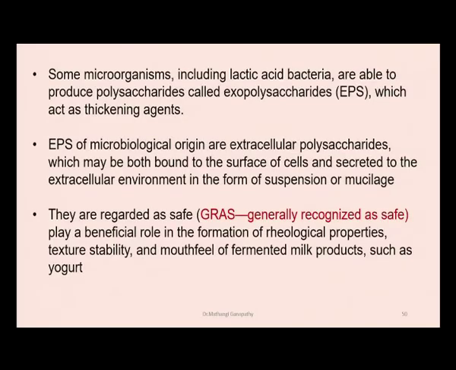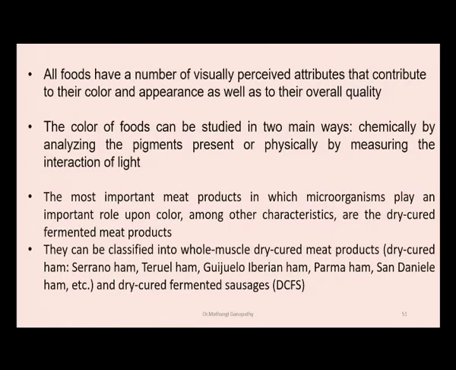We call them GRAS, and they play a huge role in the formation of the rheological properties of the fermented food. For example, the texture, the stability, the mouth feel of the food can be influenced by the type of exopolysaccharide secreted by the LAB, the lactic acid bacteria. For example, the mucilaginous feel of the yogurt is because of the exopolysaccharide synthesized by the LAB. And all foods have specific visually perceived attributes like color, appearance, mouth feel, as well as the overall quality. This is very important.